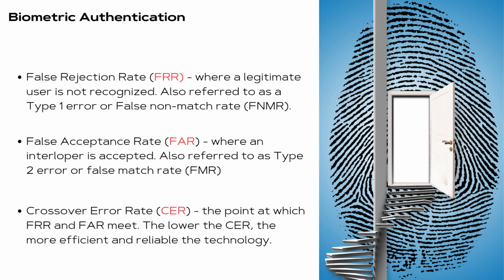You do have the false acceptance rate, FAR, where an interloper is accepted. So basically, it's the reverse of the false rejection rate. It's also referred to as a type 2 error or false match rate, FMR. And then we also have the crossover error rate, CER. Now, this is the point at which both the FRR and the FAR meet. Typically, the lower the CER, the more efficient and reliable the technology is.